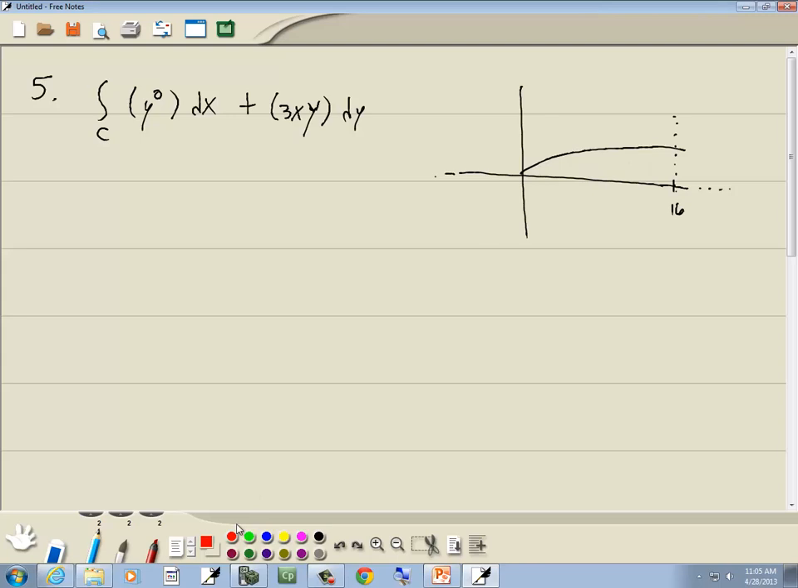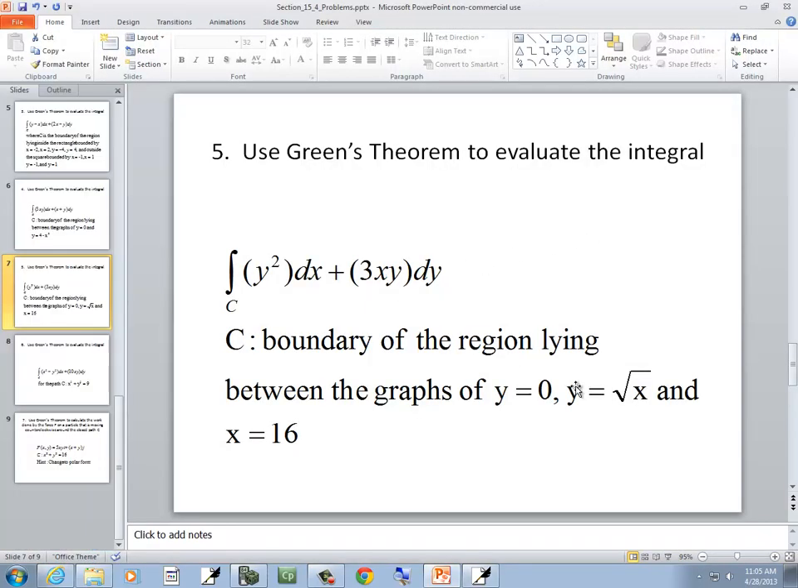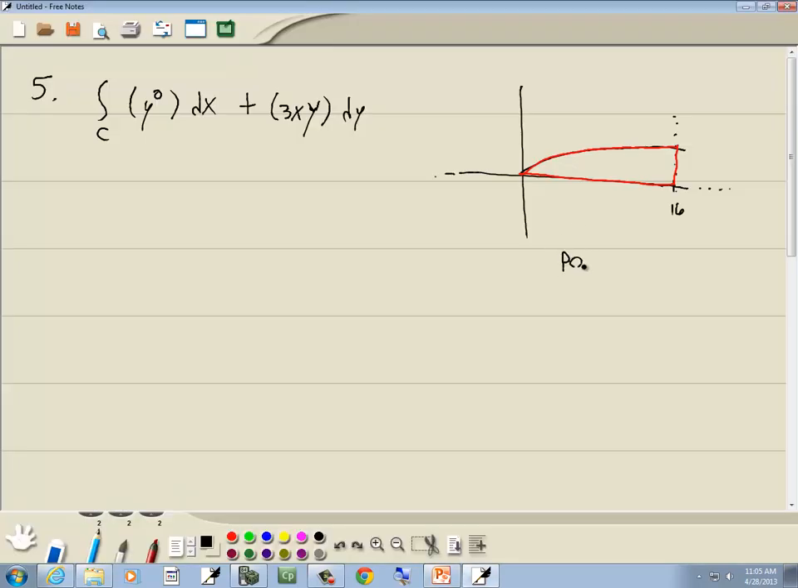So we're looking at this right here for our boundary. So we need to know what our x values are. Well, it's kind of obvious. It goes from 0 to 16, but if I didn't see that, then I'd find the intersection of y is equal to 0 and y is equal to square root of x. So you set them equal to each other. 0 is equal to square root of x. Square both sides, and you get x is equal to 0. And this one's given to you direct. They say x equals 16. So this is going to go from x is equal to 0 to x is equal to 16.